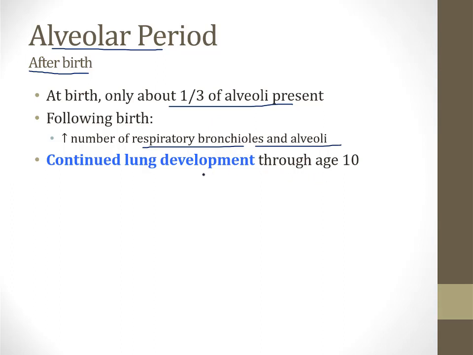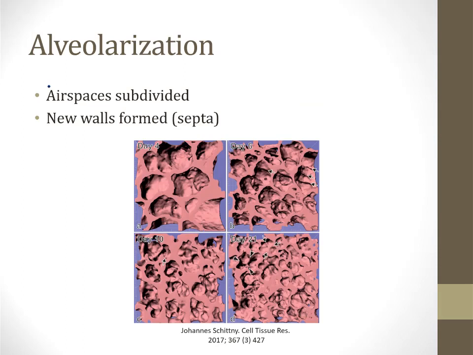It continues all the way through the age of 10, some sources say even through the ages of 15 to 20. During the alveolar phase, a process called alveolarization is occurring, so let's talk about what that means. In alveolarization, the air spaces are subdivided, new walls form called septa, and this septation divides up the alveoli that are present to make more alveoli. To understand this better, let's look at this picture on the screen.